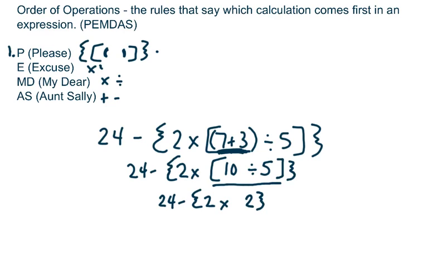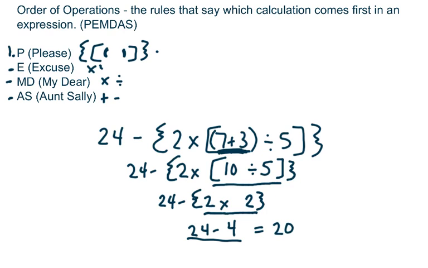Now, just like a parentheses, these braces still are containing part of that problem, and I need to solve that problem first. So the next one I'm going to do is 2 times 2. 2 times 2 is 4. And I'll carry everything else down. Now in this case, there are no exponents, multiplication, or division. There's only addition and subtraction. So I'm going to skip right down there and go ahead and solve it. 24 minus 4 is equal to 20.